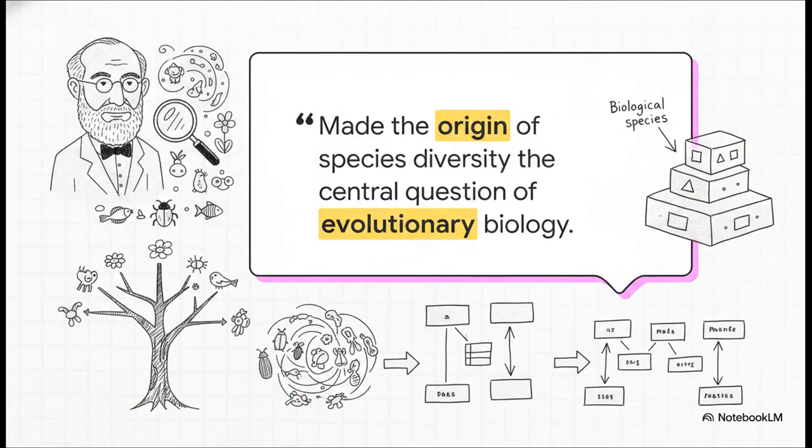Now, a massive shout-out has to go to Ernst Mayr. He was an evolutionary biologist from Harvard, and he's often referred to as the Darwin of the 20th century. Over a crazy long career spanning nearly 80 years, he almost single-handedly made the origin of species diversity the central question of evolutionary biology. He also pioneered the current definition of a biological species, giving scientists the fundamental building block they really needed to start sorting through those 1.8 million organisms.